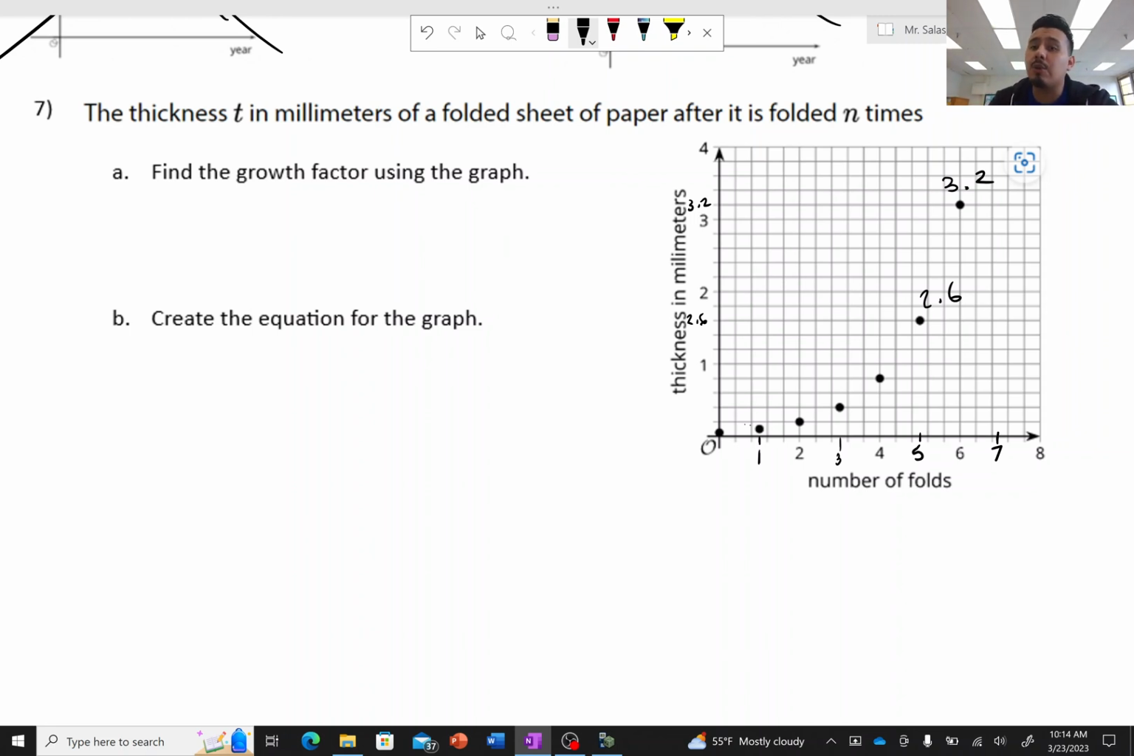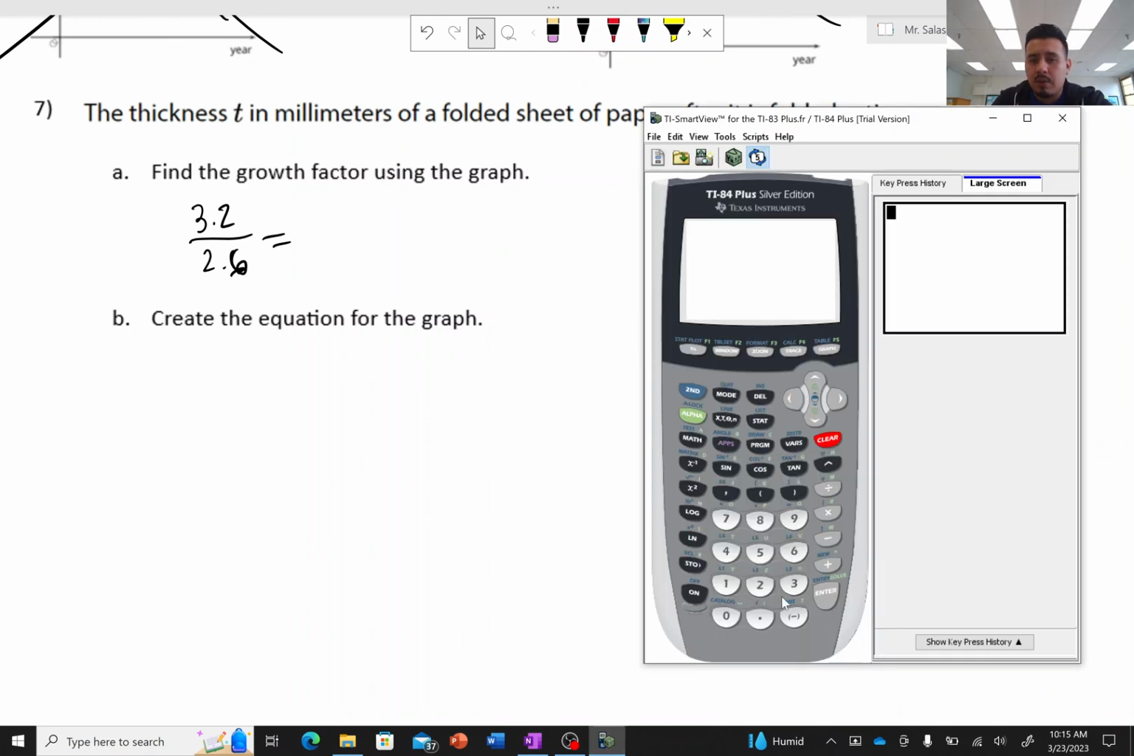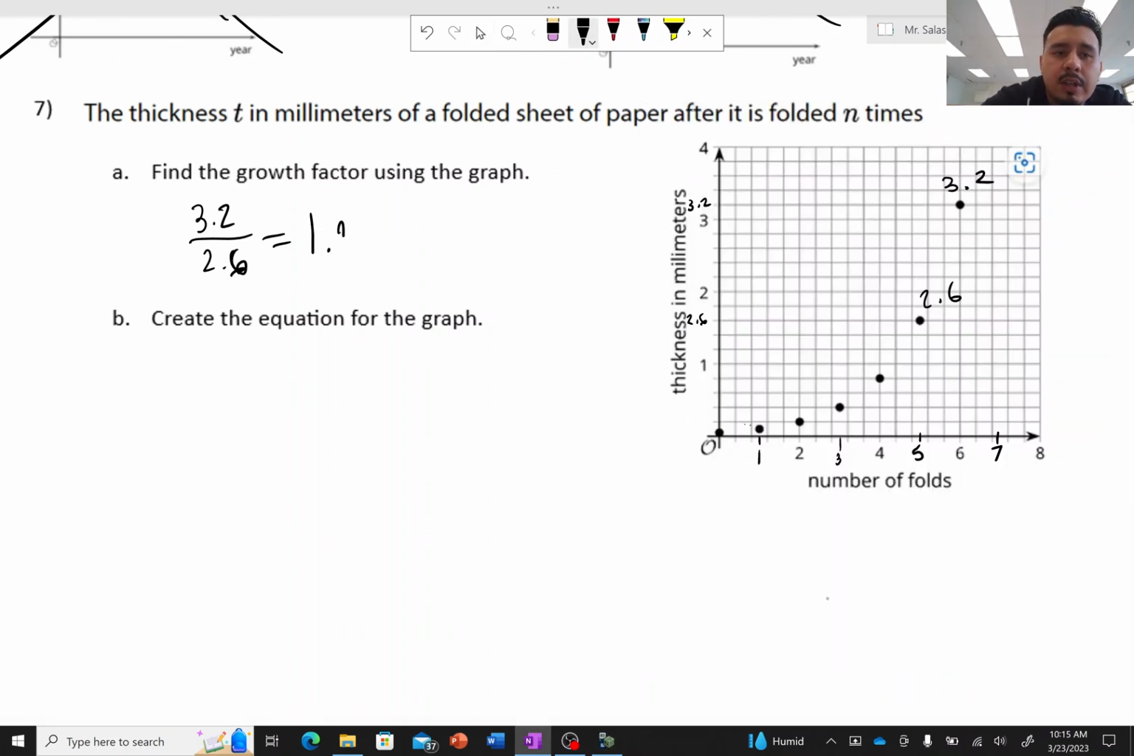So for me to find the growth factor, I can go ahead and say 3.2 divided by 2.6 is equal to, so we gotta do it on our calculator, 3.2 divided by 2.6. And that gives me 1.23. So let's just keep it at 1.23. That is my growth factor. Perfect.